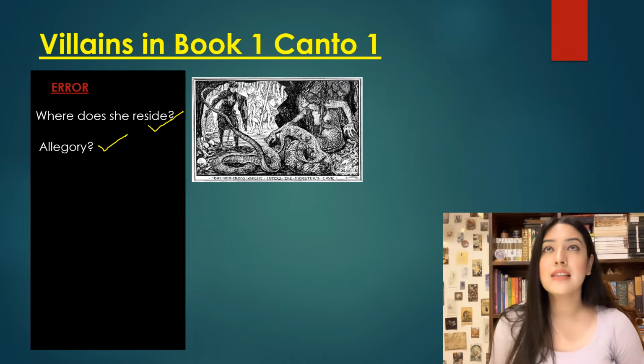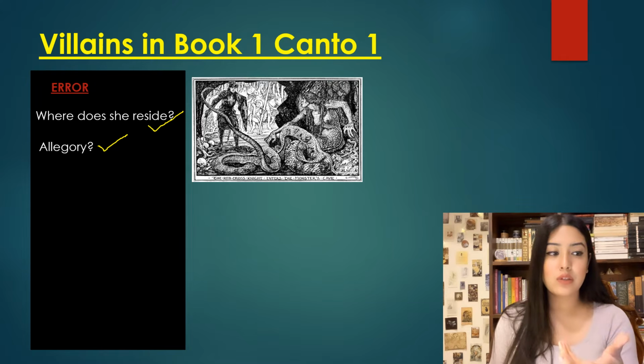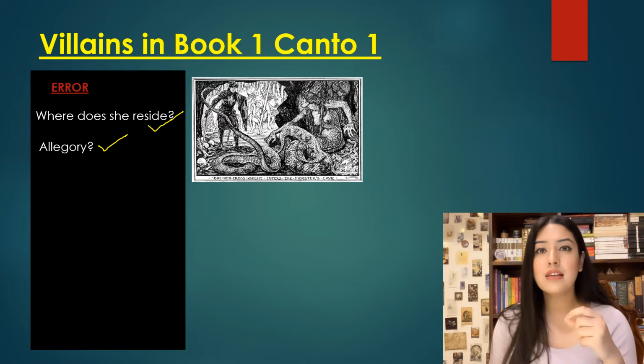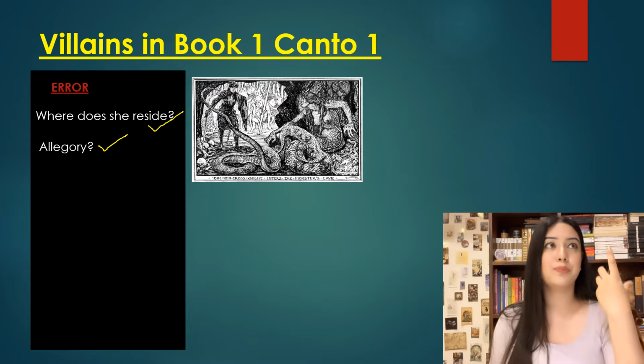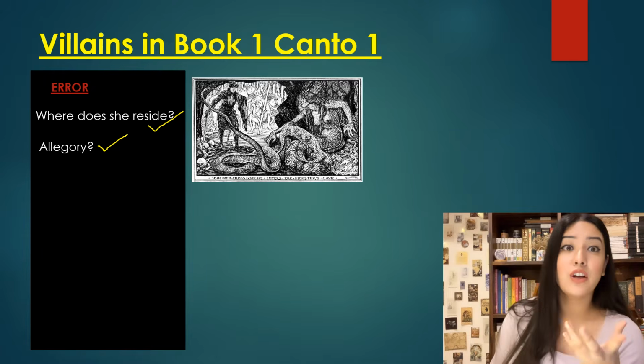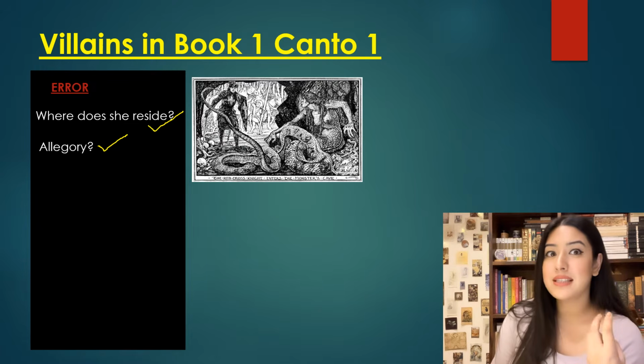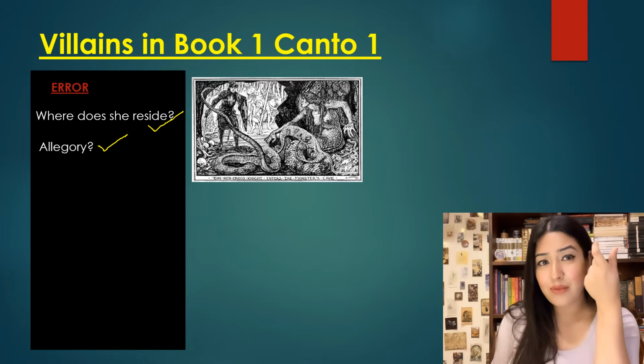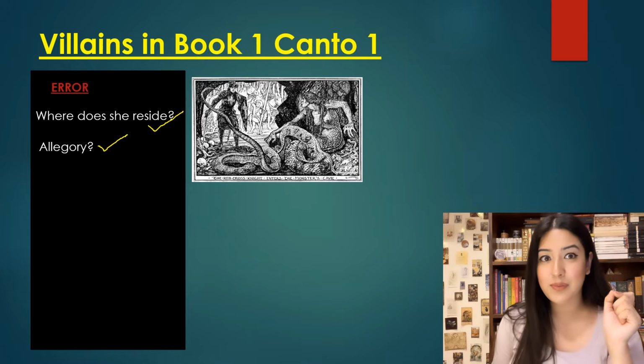So Error resides in this dark cave, okay? And it reminded me of that because Plato's cave is always associated with illusion and ignorance. So I feel Error's den, the dark cave, is also symbolic of illusion and ignorance. Like when we make a mistake, when we err, it's in that dark cave in our mind, it stays, right, that we made a mistake.